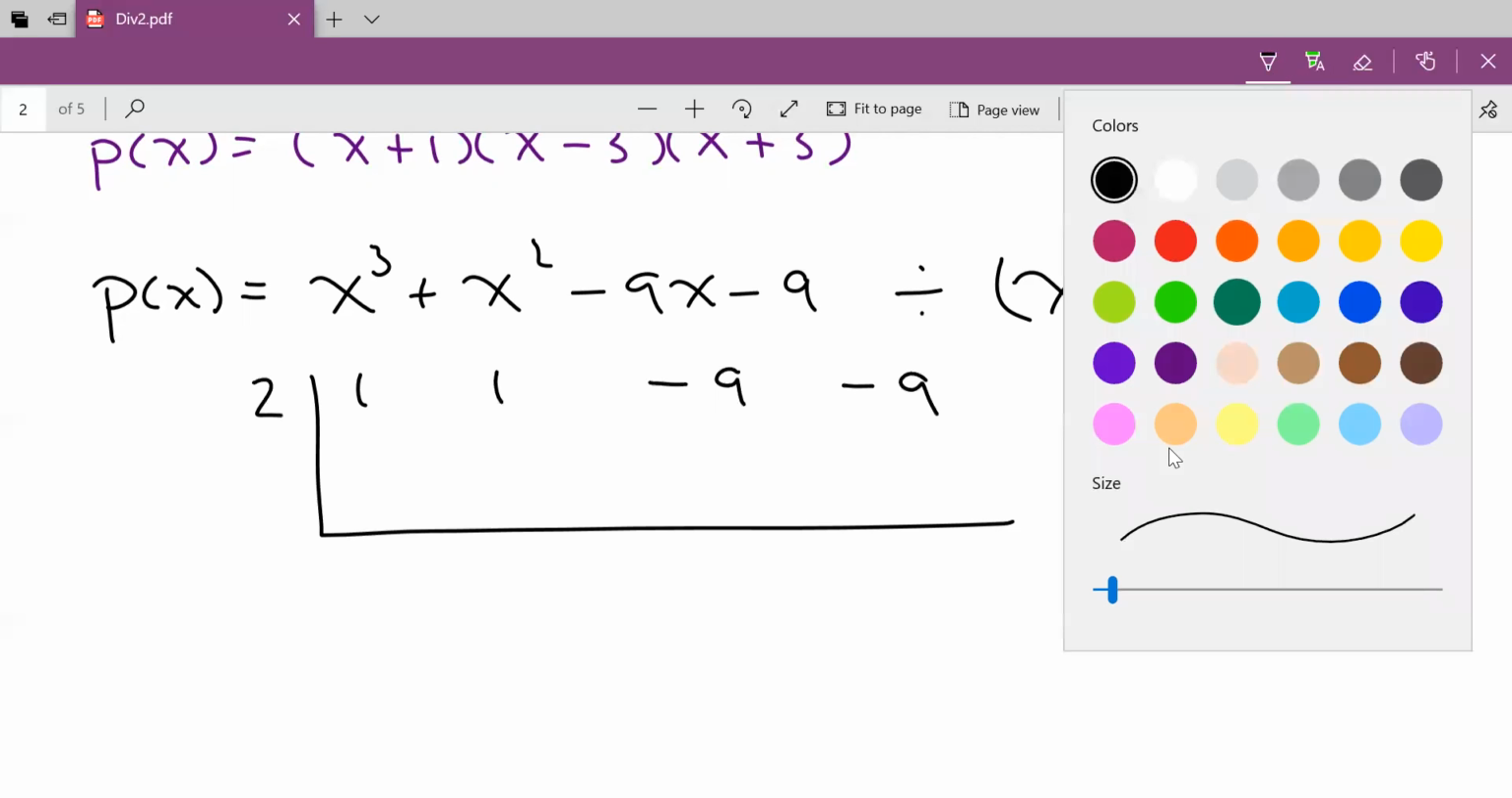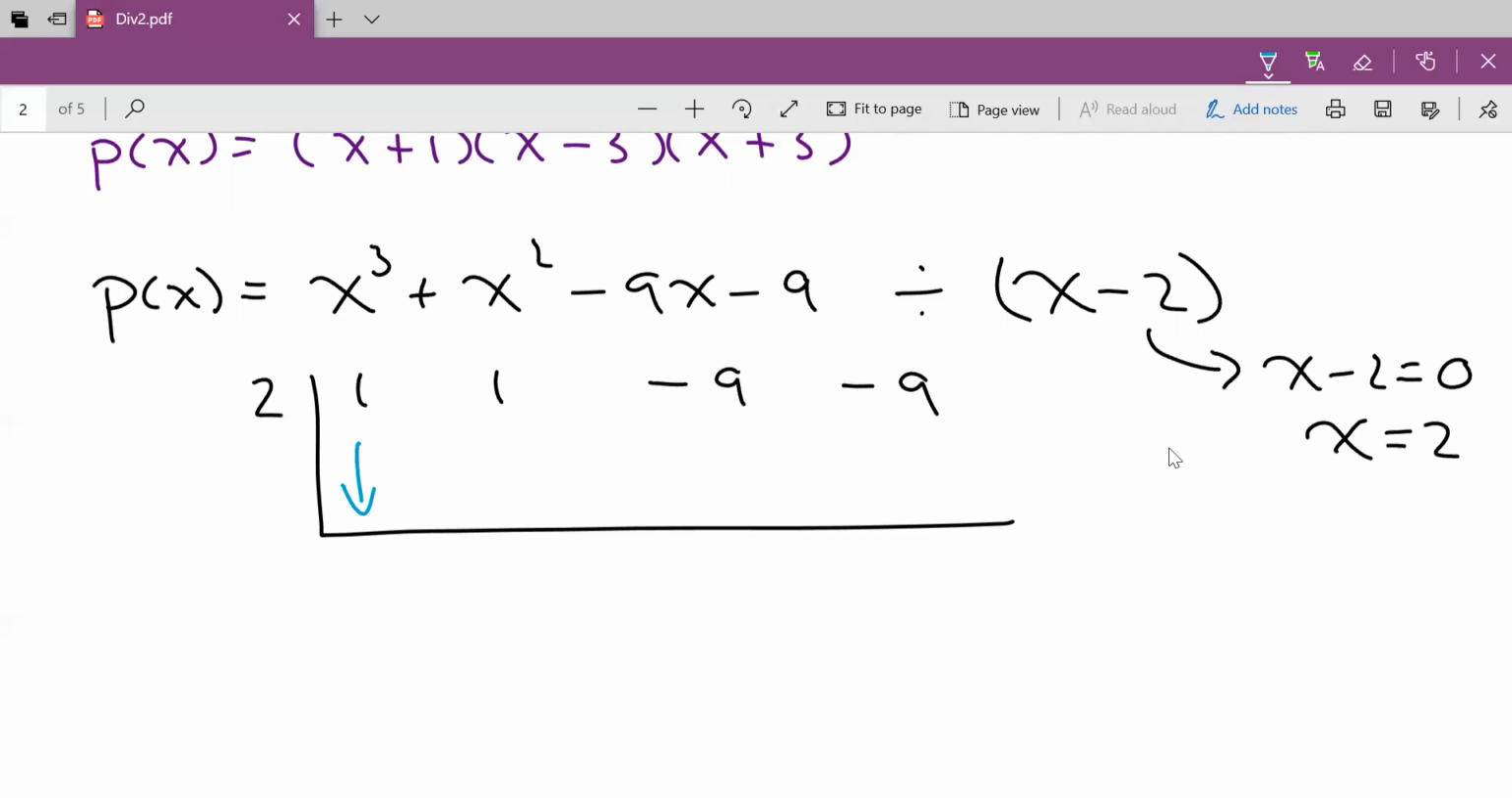Now, synthetic division, here we go. Take the first term, drop it down. 1. Then I say 2 times 1 is 2. Then I add these two things together. 1 plus 2 is 3. Then I go 2 times 3 is 6. Add them together. Negative 3. 2 times negative 3 is negative 6. Add them together. This is now negative 15. Okay, this is our remainder.